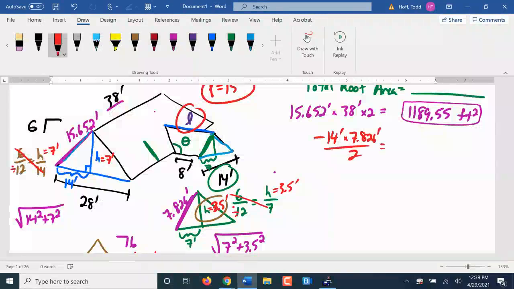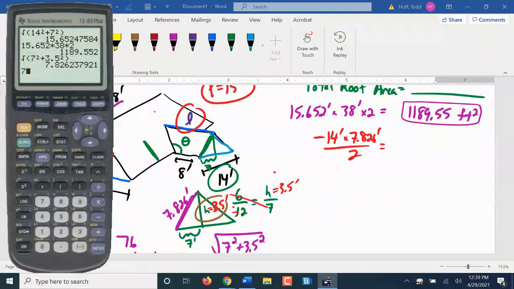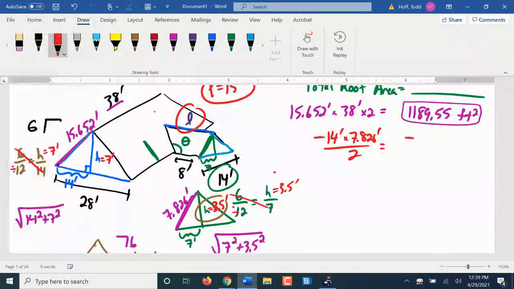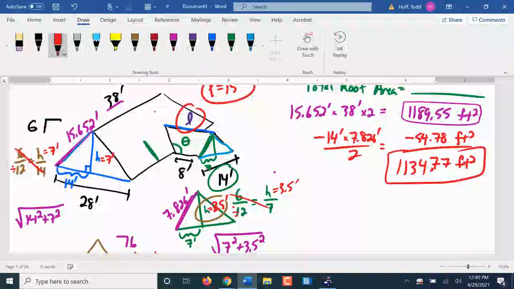First is divided by 2 because it is a triangle, giving us 54.78 square feet. So we're going to subtract that from that total roof area because that's not going to be needed, because it's covered by the dormer. So that 1,134.77 square feet is what we're reduced to for our total area.